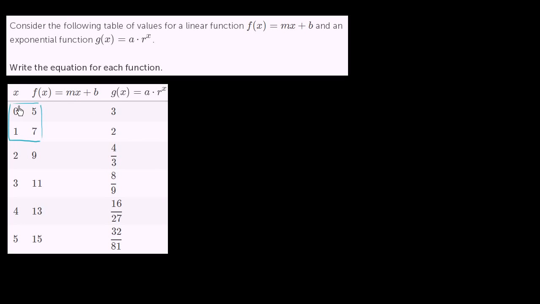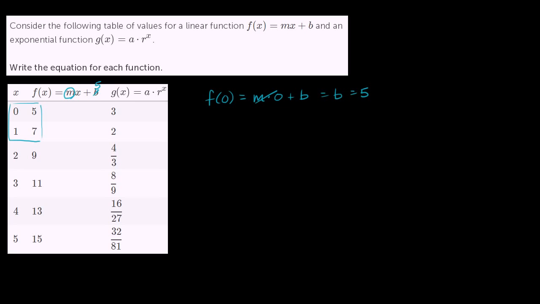So for example, we can say that f of 0 is going to be equal to m times 0 plus b, which is just going to be equal to b. And they tell us that f of 0 is equal to 5. So b is equal to 5. We immediately know that this b right over here is equal to 5. Now we just have to figure out the m, the slope of this line.